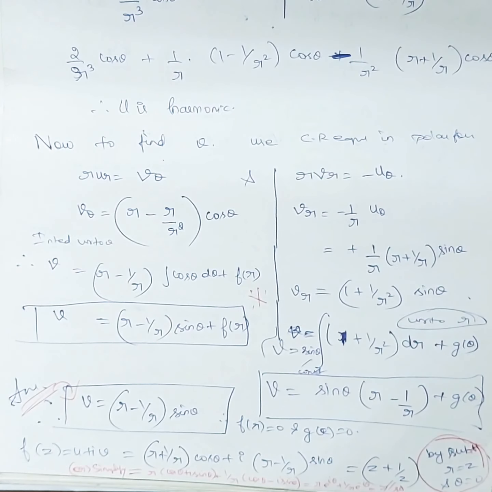Similarly we can do it when v is harmonic. We have to solve one problem in Cartesian and one problem in polar. Hence we are done with harmonic conjugate.